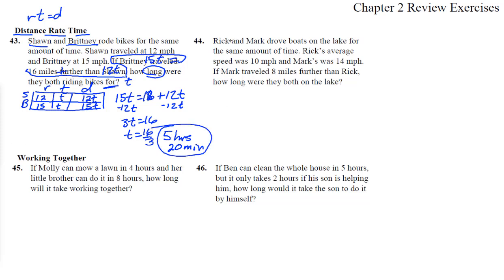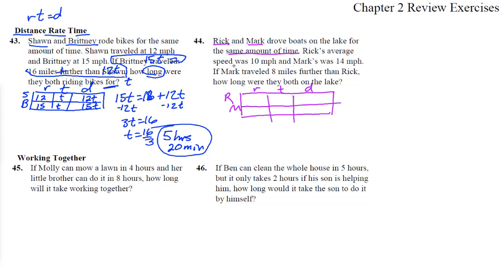Alrighty, let's try the next one. Again, rate times time equals distance, and now we have a Rick and a Mark equation. So let's do our little box down here. We're going to have a Rick and a Mark, and rate, time, and distance. Okay, so they drove boats on the lake for the same amount of time. Oh, I hope we're looking for that.